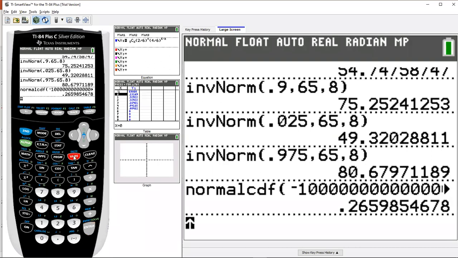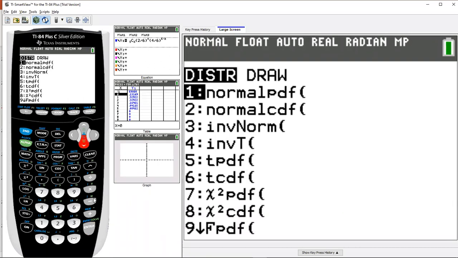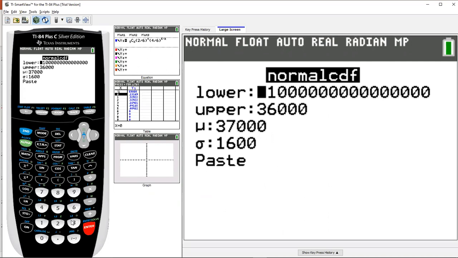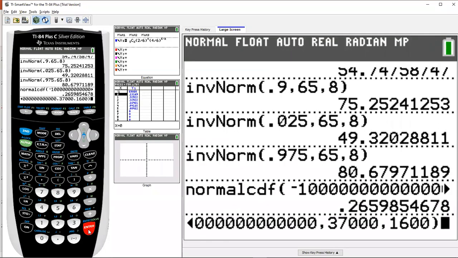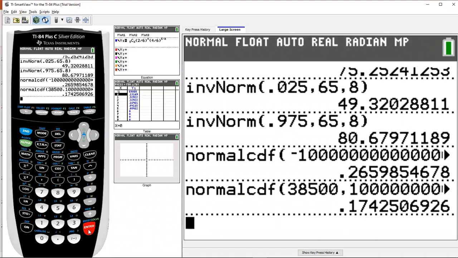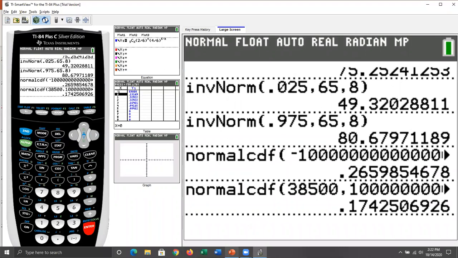Next, you want more than 38.5. So we'll do second vars. We're going to do the normal CDF. So that means 38,500 is the low end. And then we're going to go as high as we possibly can. So again, we'll just enter a really, really huge number here. The mean and standard deviation have not changed. That's giving you 0.1743, looks like, when it rounds off.